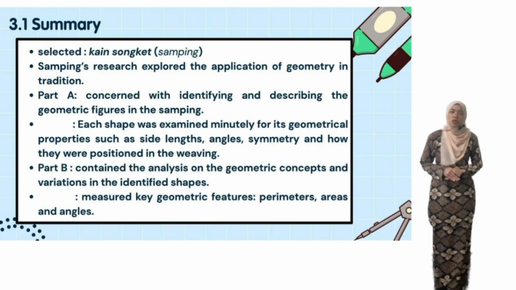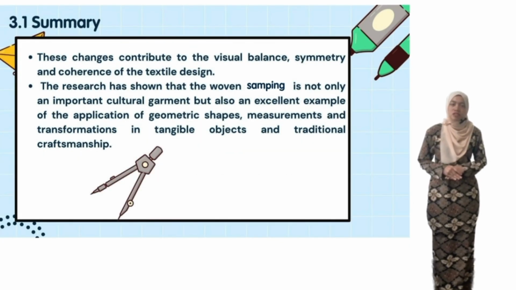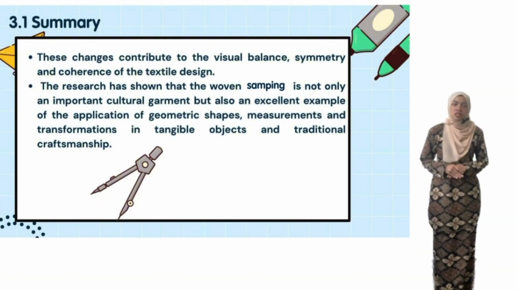On the other hand, Part B contained the analysis of the geometric concepts and variations in the identified shapes. We measured key geometric features like perimeters, areas, and angles of the squares, rectangles, and rhombus in the sampling. Geometric transformations, particularly translation and reflection, were also considered in the study as they are evident in the patterns, borders, and motifs of the fabric. These transformations contributed to the visual balance, symmetry, and coherence of the fabric design. This research has proved that the woven sampling is not only an important cultural garment, but also an excellent example of the application of geometric shapes, measurements, and transformations in material objects and traditional craftsmanship.